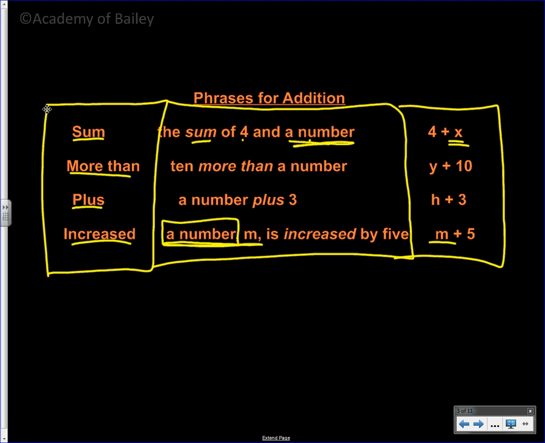Back up to the first one, when it said the sum of four and a number, I just picked X. You could have picked Y. You could have picked Z. You could have picked any variable you wanted. And you'll notice in the second one, more than a number, I did pick Y. In the third one, I picked H. So the only time you have to choose a certain variable is like in the fourth example, when they tell you what variable you're supposed to be using.